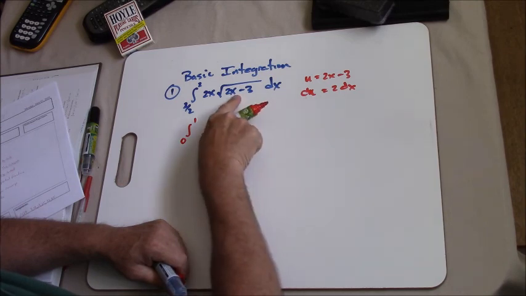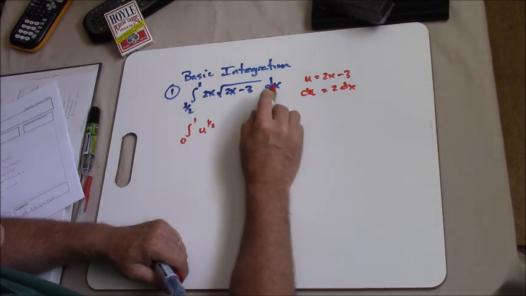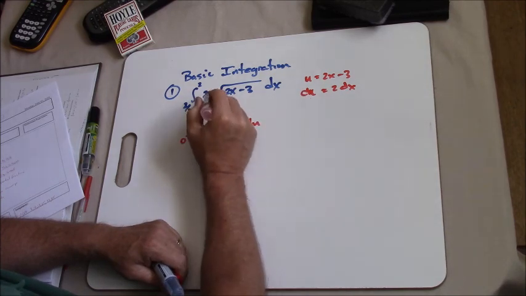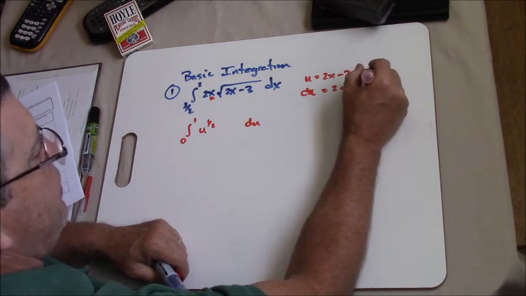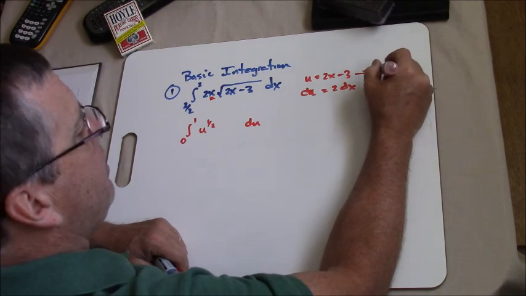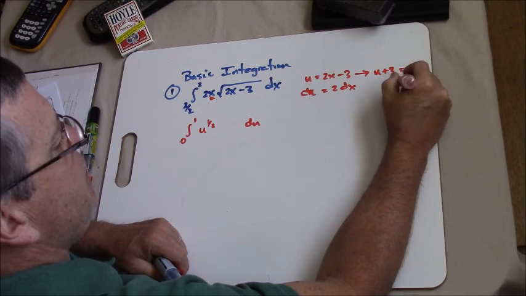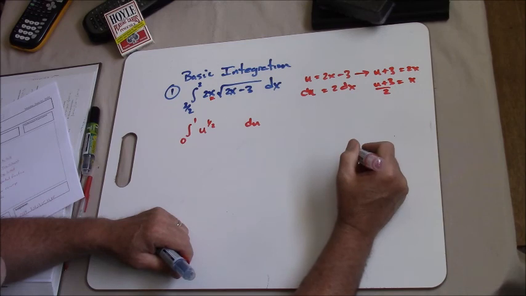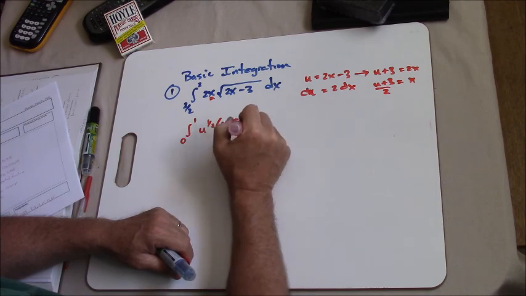Alright, so right here I've got u to the 1/2. My 2 dx is going to be du. The only thing that's left is what am I going to put in place of that x value? And so I'm going to have to solve this for x. So I've got u plus 3 equals 2x, and then that means x equals u plus 3 over 2. So that's what's going in right here. u plus 3 over 2.